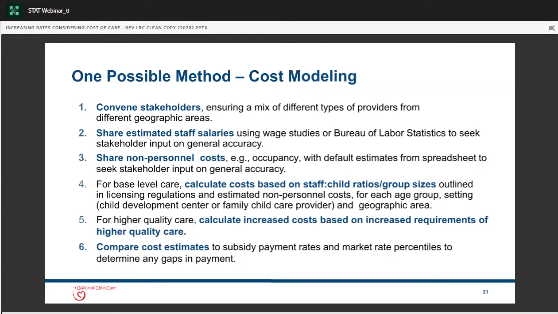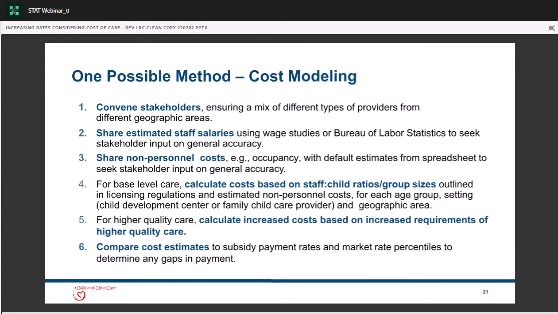This is just one possible method or example of cost modeling. It's among many you may outline, but it just gives us a flavor, an idea of what a cost modeling approach might look like. It's more rigorous than simply estimating on the back of an envelope, but also not as rigorous as a fully developed cost survey or cost estimation effort could be.